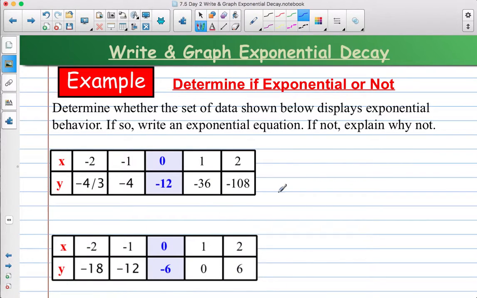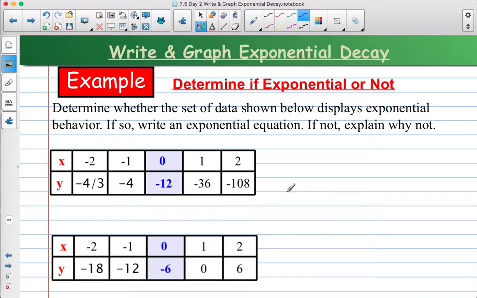to complete the other worksheet that was stapled to the one yesterday. Be able to look at a data set. Determine if it displays exponential behavior. If so, write an exponential equation for it. If it doesn't display exponential behavior, be able to say why not, and maybe even write an equation for it.